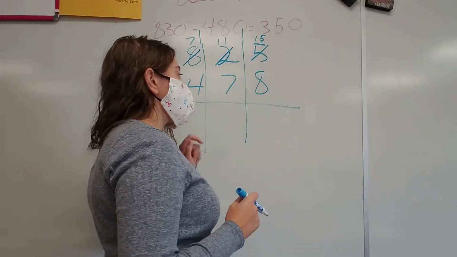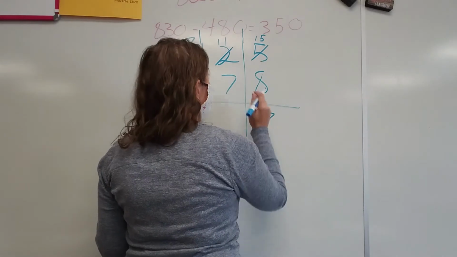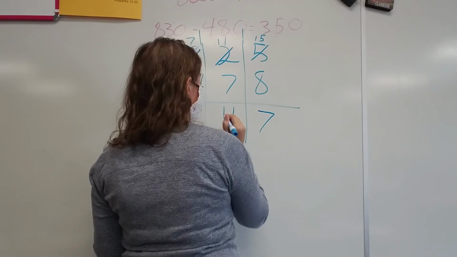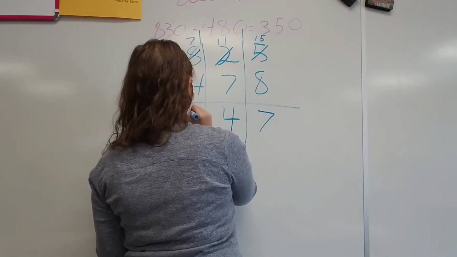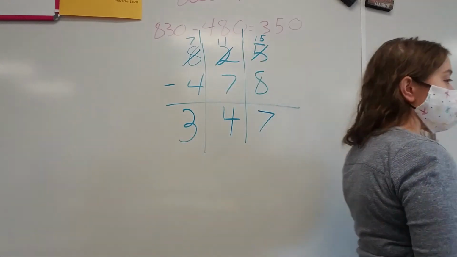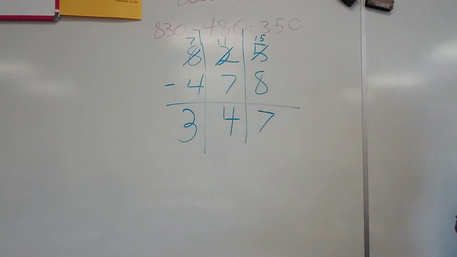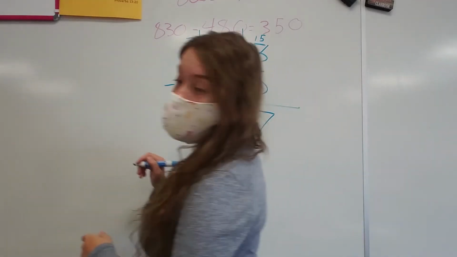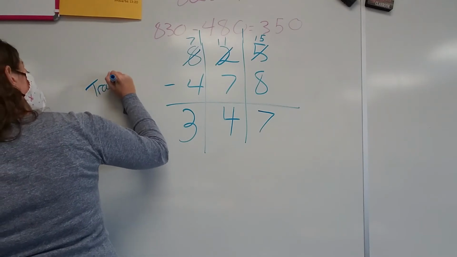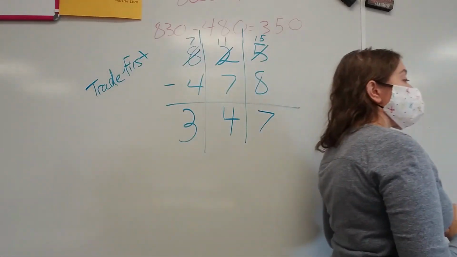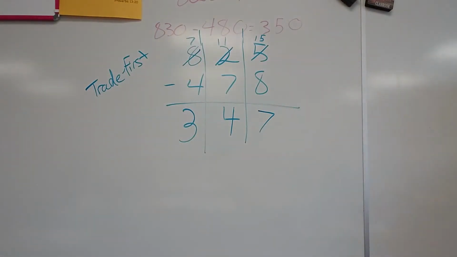So what's 15 minus 8? 7. What's 11 minus 7? 4. What's 7 minus 4? 3. 347. Did we get the same answer as we did in our count up method? Yes. Because this is the trade first method. You borrow before you solve. That's the only difference. Okay, do you have a question, Lillian?